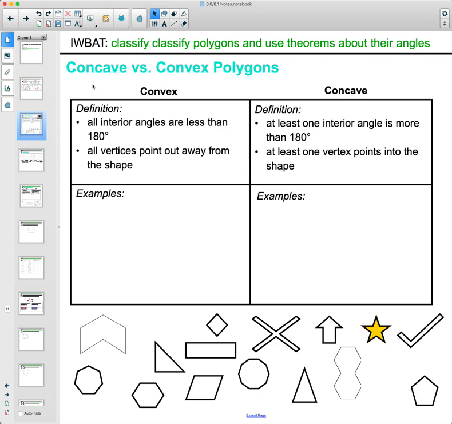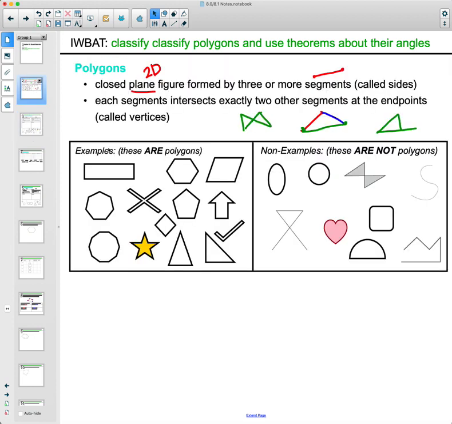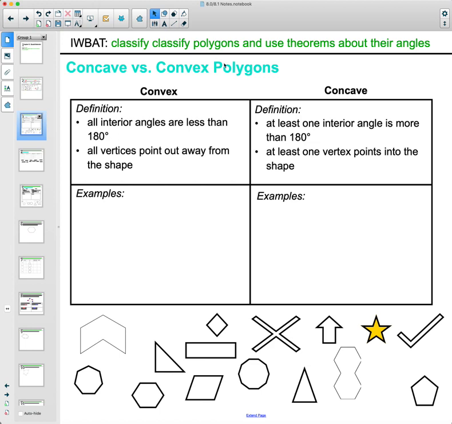Another way that we identify polygons, once you have a polygon, so now we're not looking at the non-polygons. Convex and concave have to be a polygon, so you'll notice no curves down here. Convex means all of the interior angles are less than 180 degrees. Remember 180 degrees is a straight line like this. So they will be less than that. There won't be an angle that ends up bigger than 180 in a convex polygon.